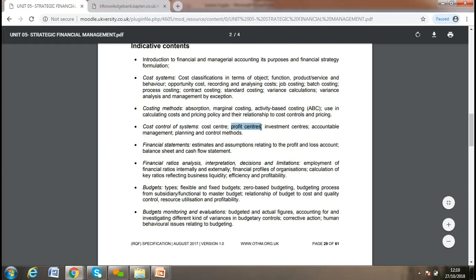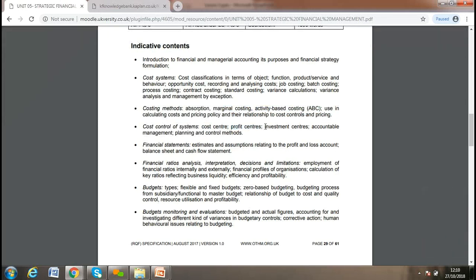We discussed cost centers, where we calculate the cost; profit centers, where we calculate the cost and revenue; and investment centers, where we will do cost, profit, and investment in our organization. So all of these we discussed during our first lesson.